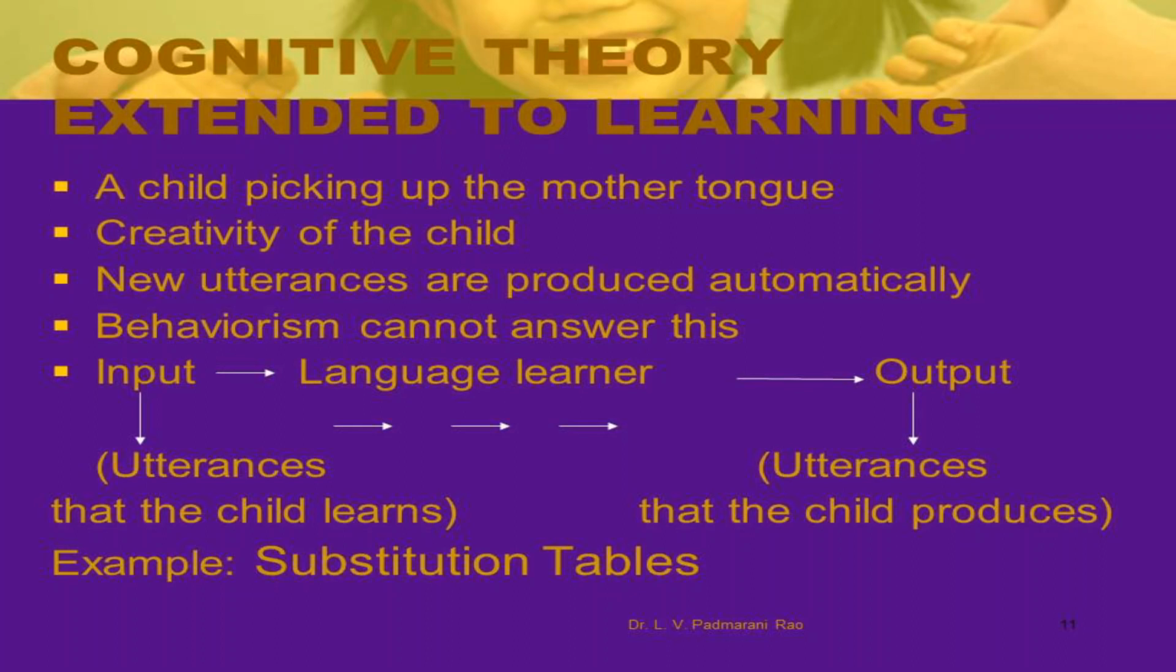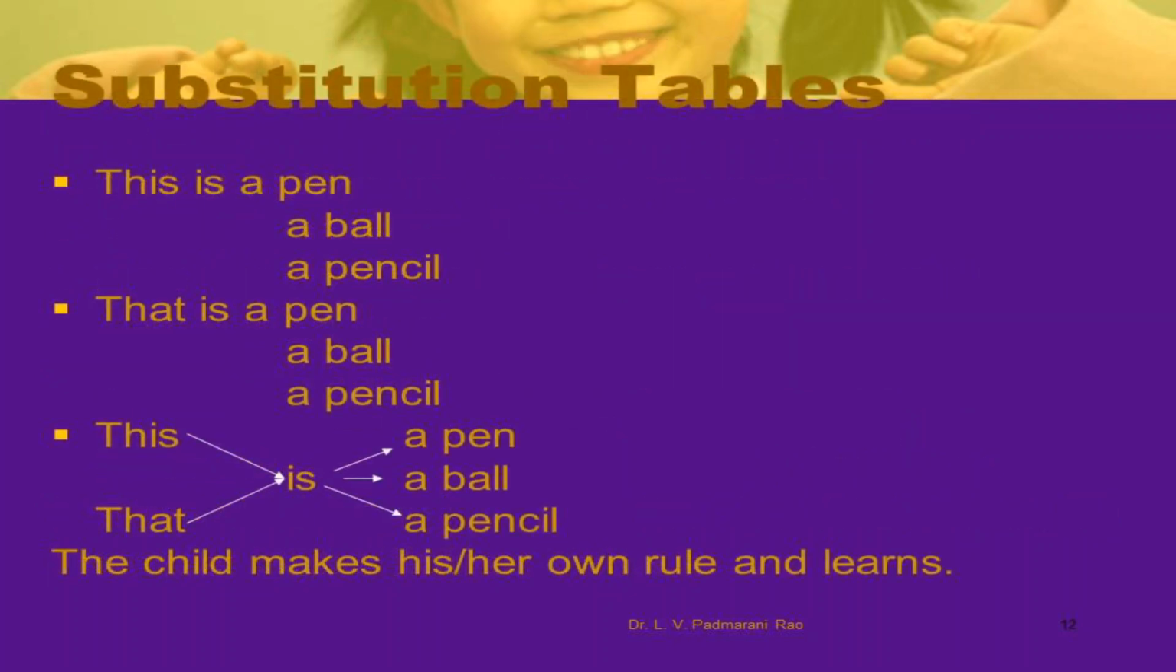So the input will have the utterances that the child learns, and the language learner will have his mind where the processing takes place in the form of substitutions, and thereby the utterances that the child produces will become the output, which is far bigger when compared to the input. So the substitution tables are the interesting ways in which the child puts it in his mind.